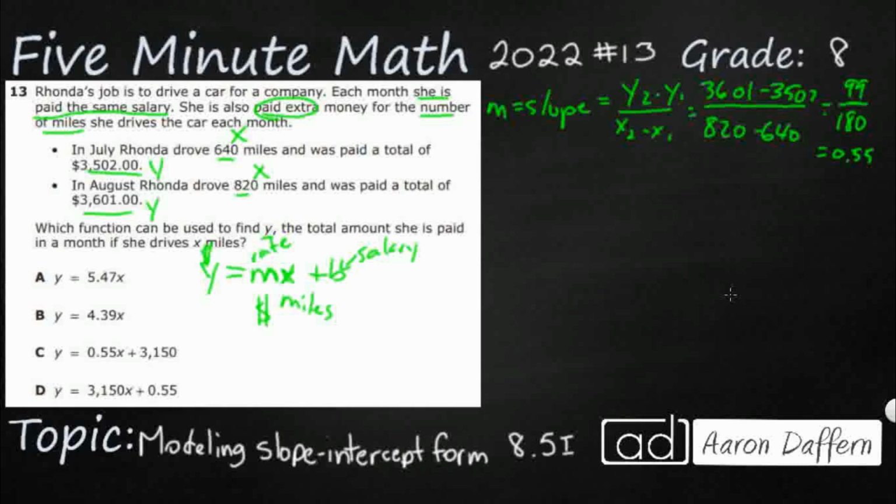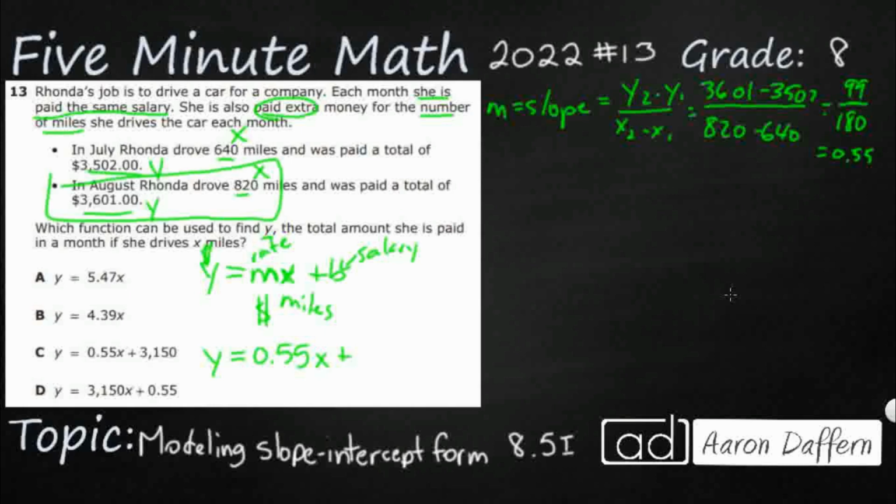In real life, that's actually what most people get reimbursed for their mileage when they get jobs, about 55 cents a mile. All right, so now I know that this equation is going to be y equals 0.55 times the miles plus, I need that salary. Well, what I could do is take some of these y and x coordinates, it doesn't matter which one, I'll take these ones.